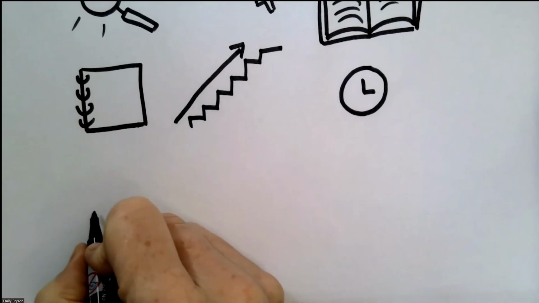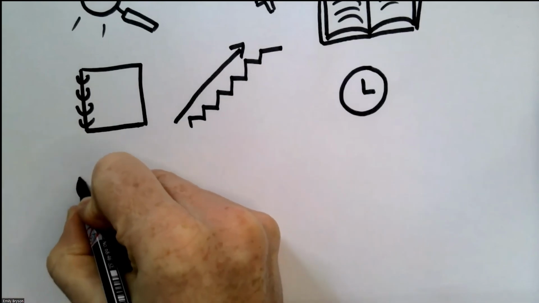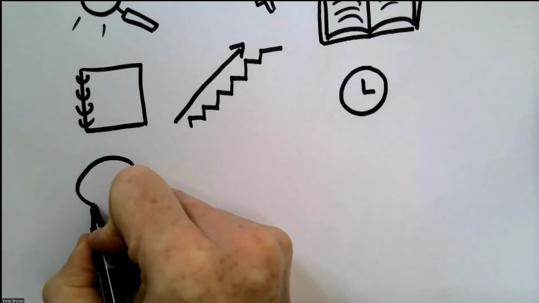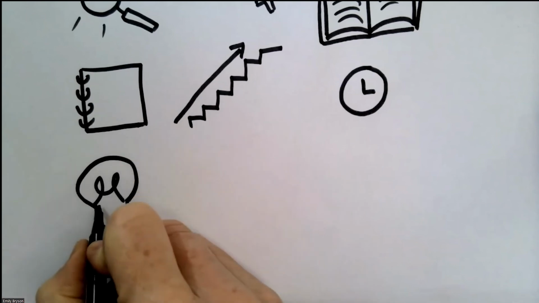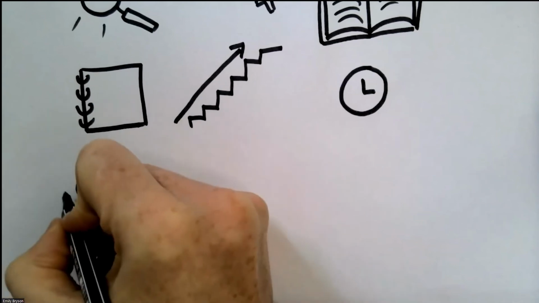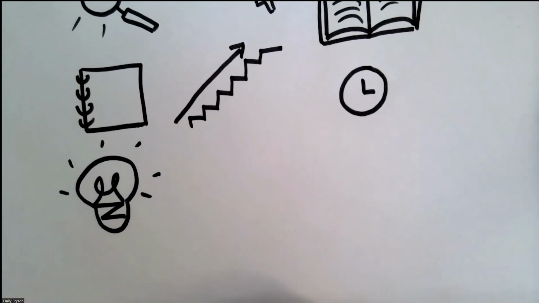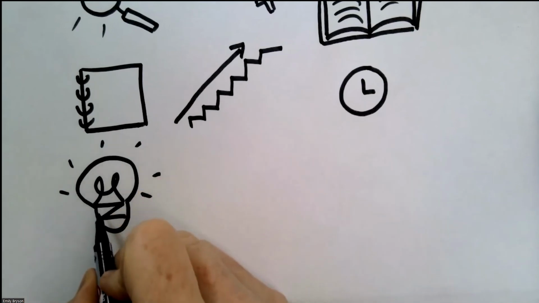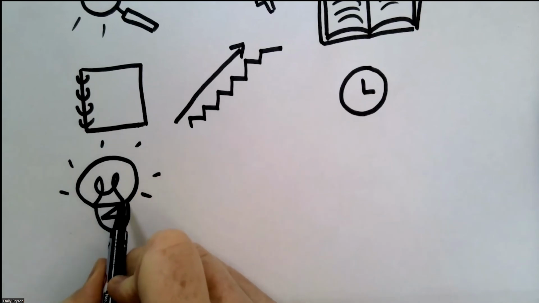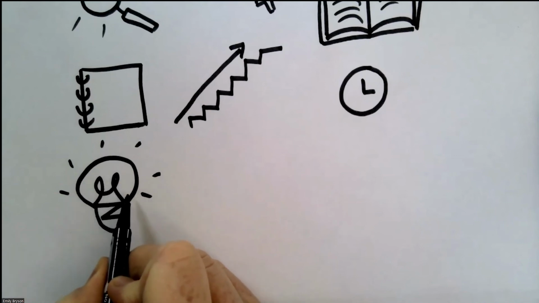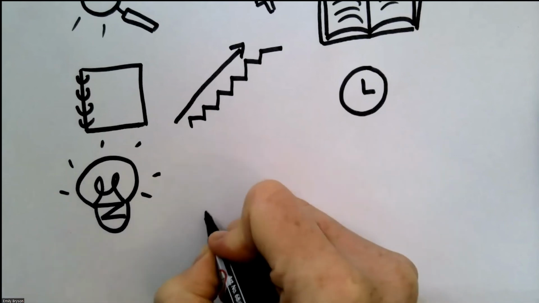Light bulb. Light bulbs are brilliant because you can use them for so many things. So you can use a light bulb for ideas, you can use it for creativity, you can use it for energy, you can use it for critical thinking, so many different ways that you can use the representation of a light bulb. And you could just do this as an M if you would prefer, rather than the zigzag.